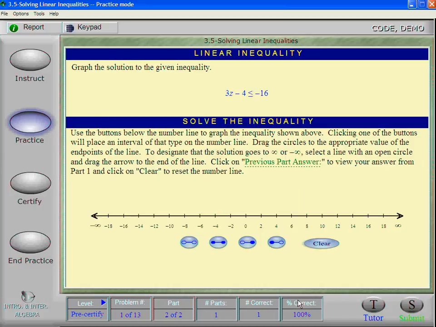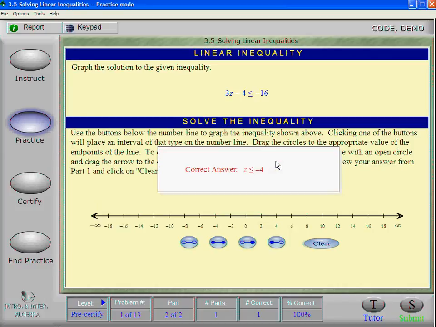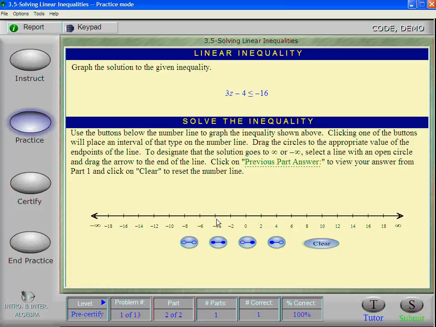They're going to say graph this. So if you forget what your answer was, you can always go to previous part answer, click on it, and it reminds you that z is less than or equal to negative 4. So if that's true, on the number line here, negative 4 is the right-hand boundary. Negative infinity is forever to the left, forever downward in terms of numbers.